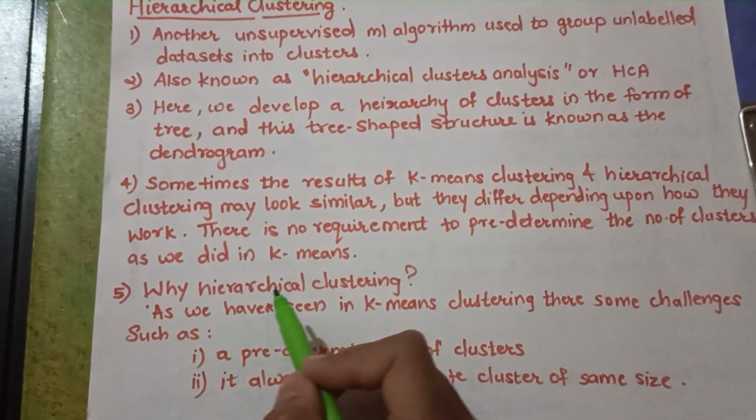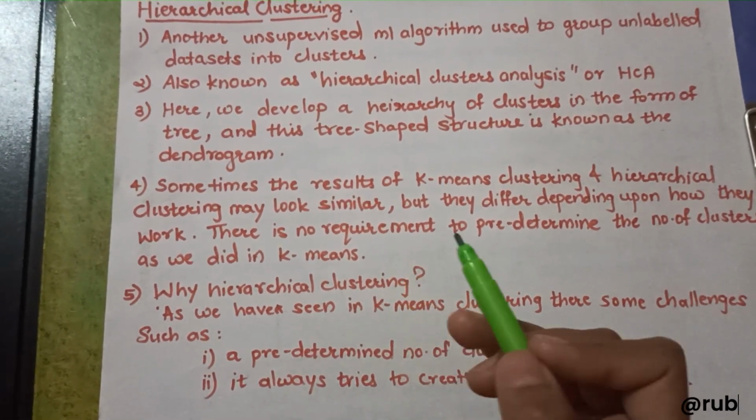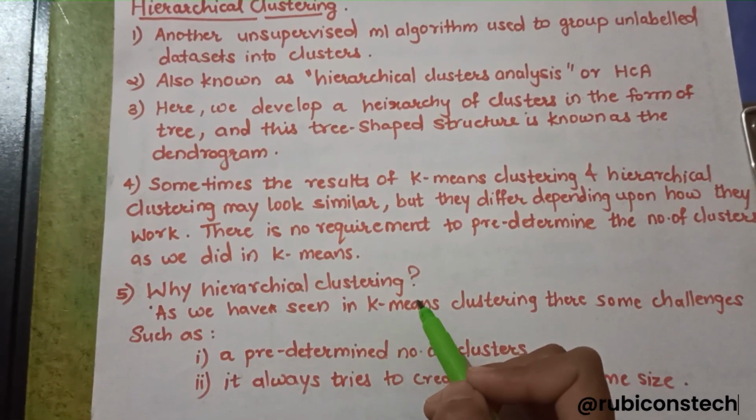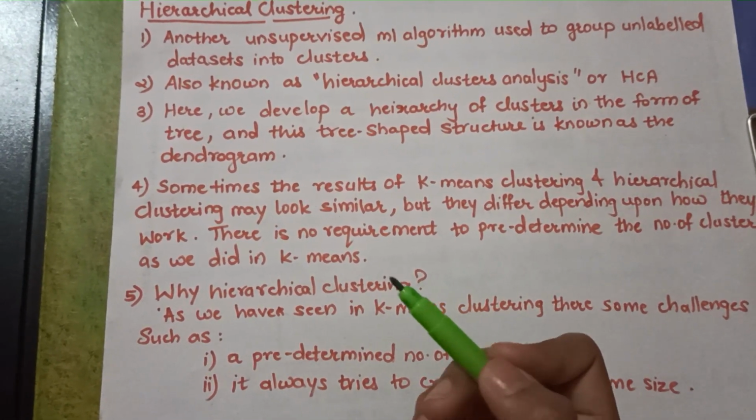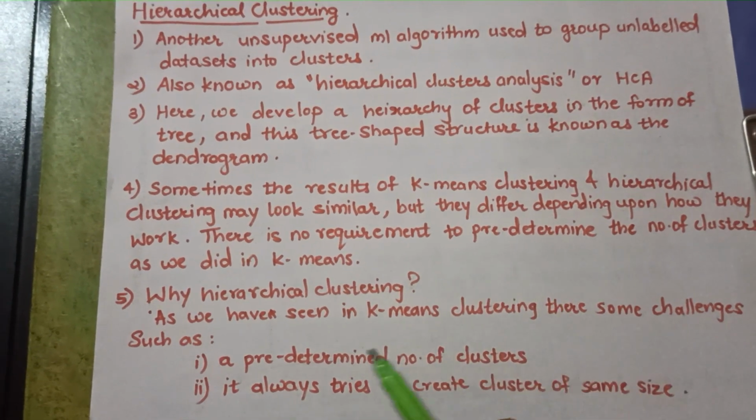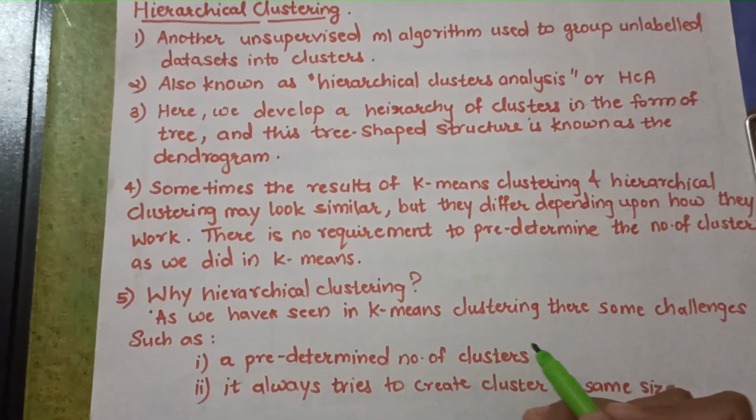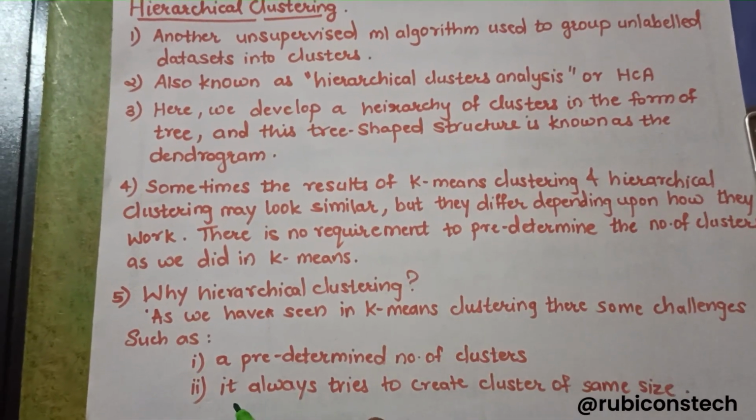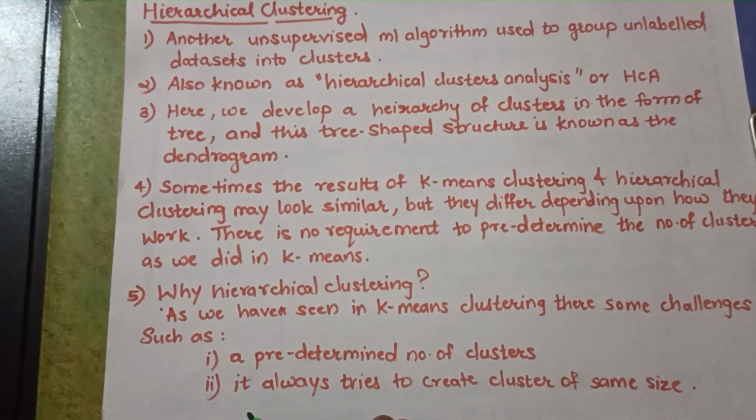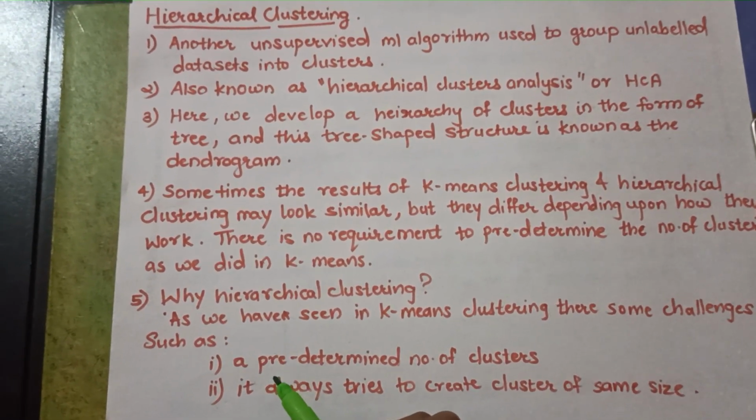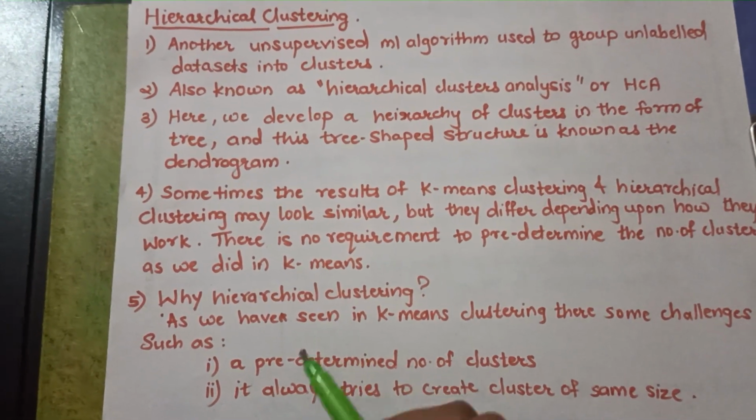So why are we using hierarchical clustering? There are many challenges regarding k-means clustering, and to overcome these challenges we use hierarchical clustering. Some of the challenges of k-means clustering are: first, you need to predetermine the number of clusters, as I have told earlier. Second, it always tries to create clusters of the same size. So we use hierarchical clustering.